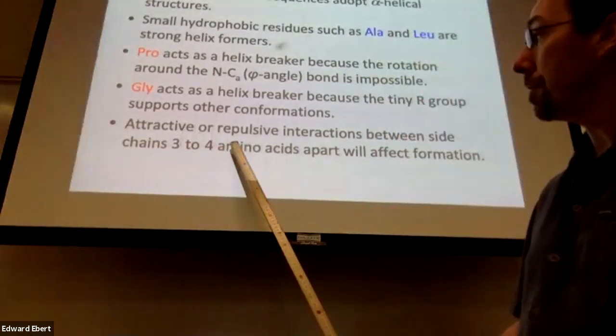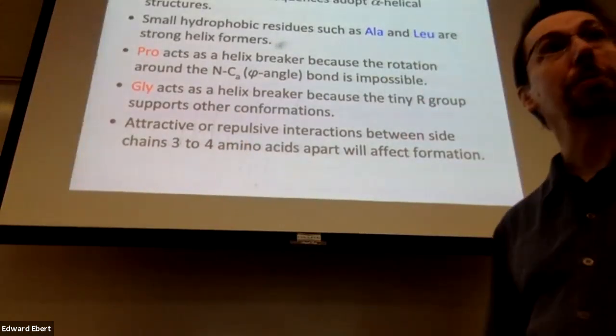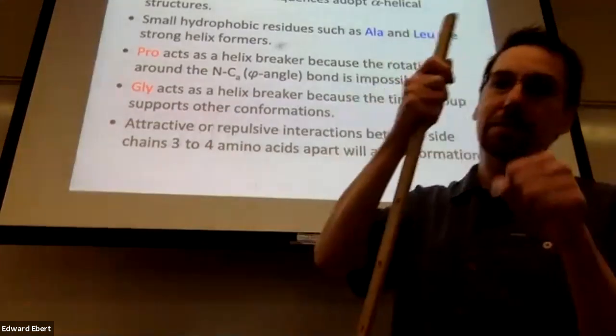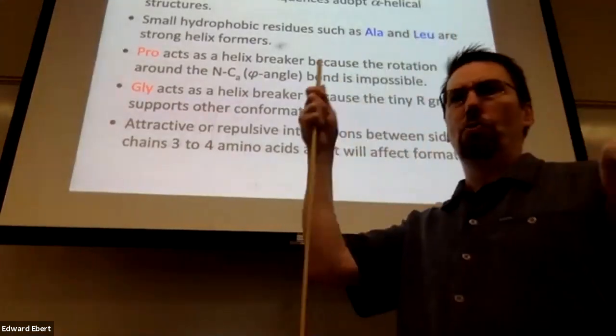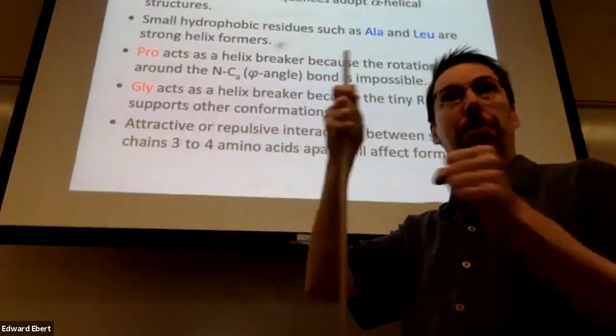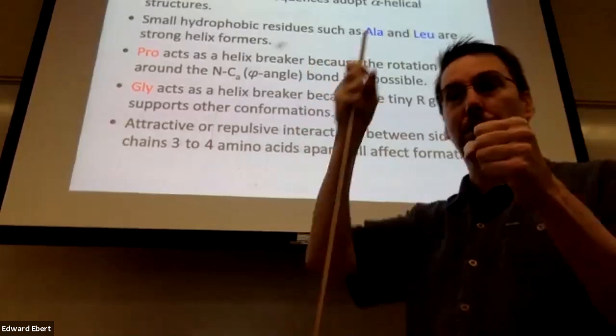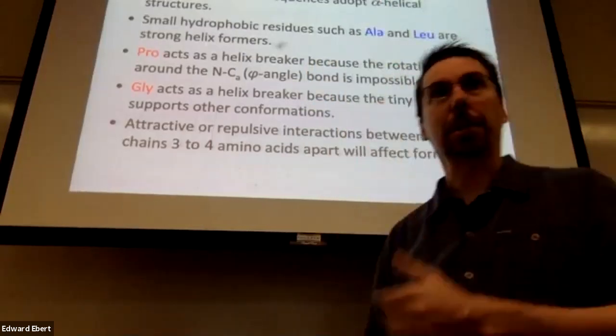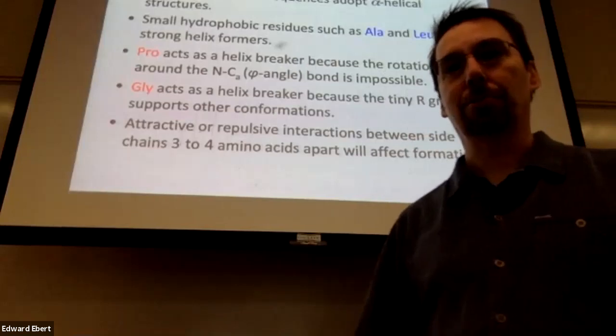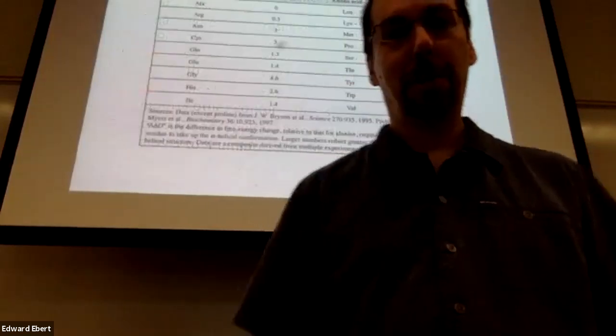Depending on your side chains, you can have attractive or repulsive interactions. If you have two positive charges pretty close to each other, that's going to push them apart and disrupt alpha helical formation. If you have a positive charge and a negative charge, they're going to stick together and that will favor it. So there are lots of factors that go into it.